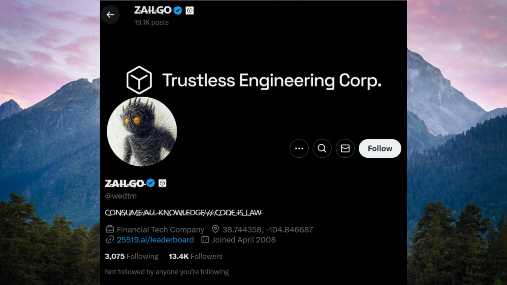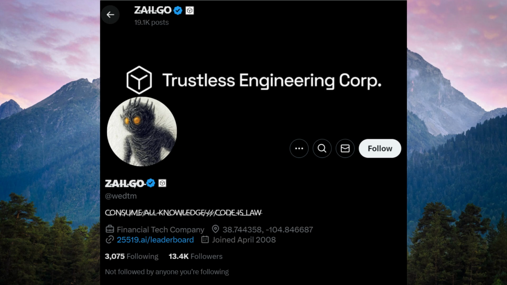Key info about ZAILGO token. Market cap, $441.3 million. 24-hour trading volume, $17.5 million. Transactions today, 27,140. Price, $4.29 per token. Liquidity on Raydium, $1.2 million.